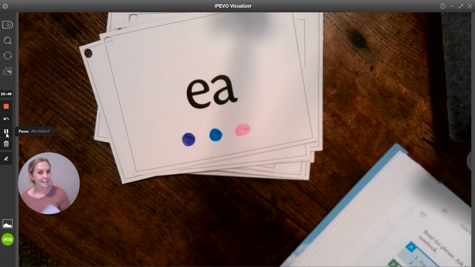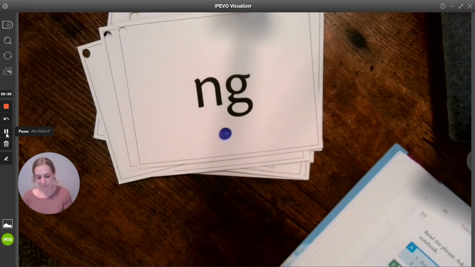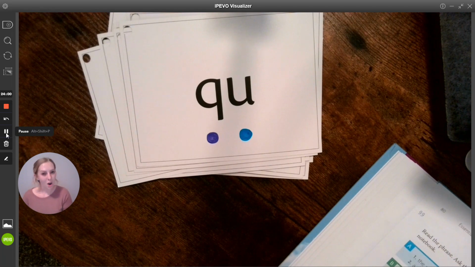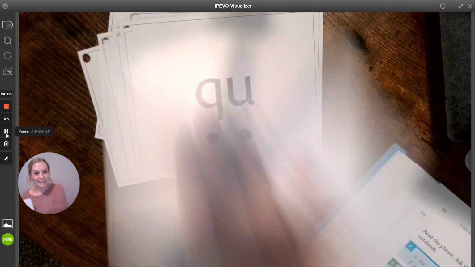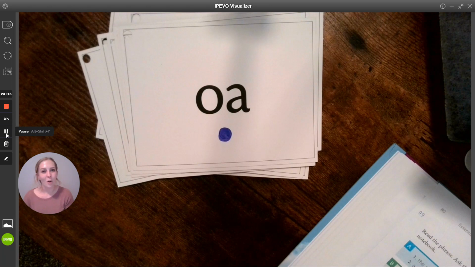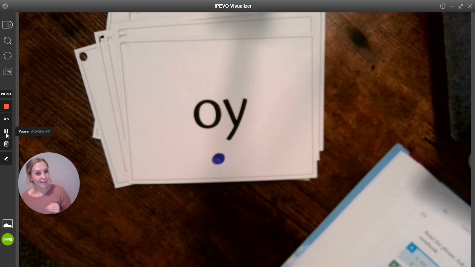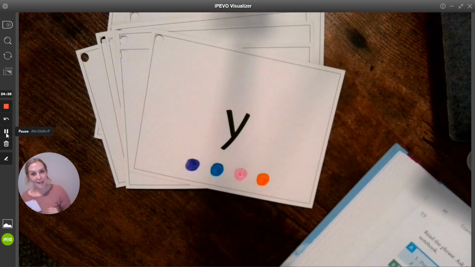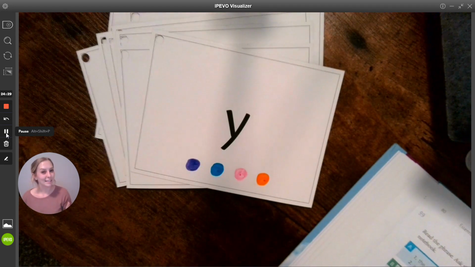Ng. Qu. R. O may not be used at the end of English words. Oi may be used at the end of English words. Y, I, E. I, E, y.